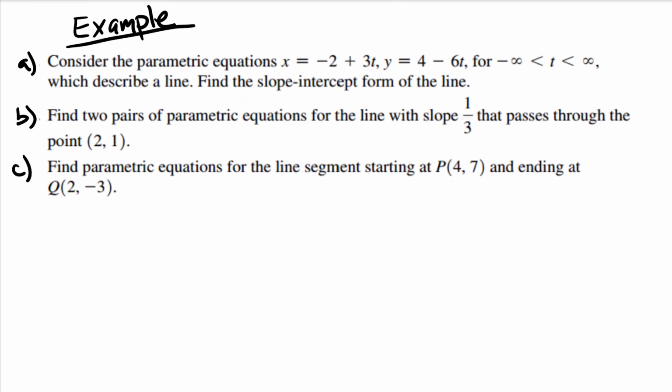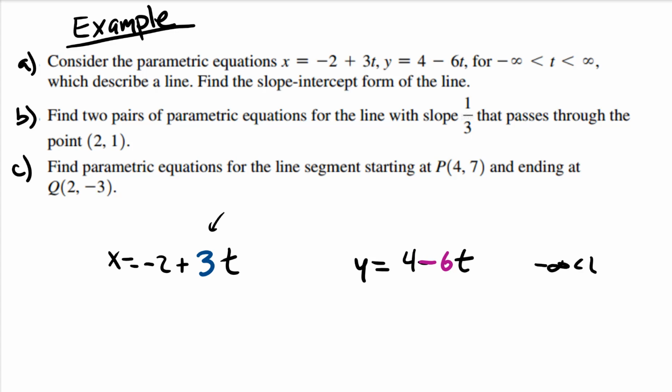So let's not do extra work. Let's not plug all this stuff in. We have x is equal to negative 2 plus 3t. The slope of just that parametric, if we were to make t our independent variable and x our dependent variable, and then we can have y is equal to 4 minus 6t for any value of t. Okay? Just any value. All right.